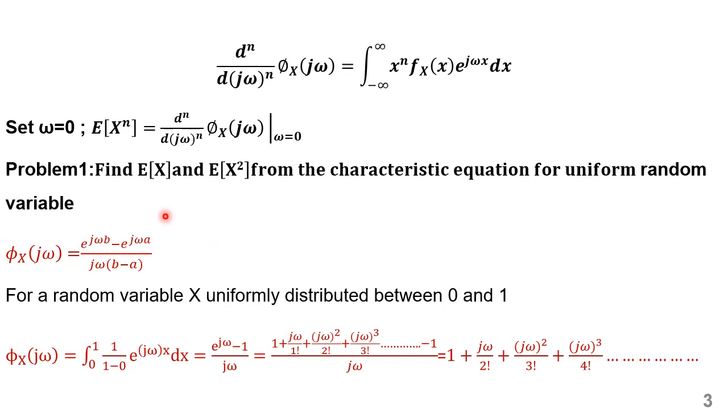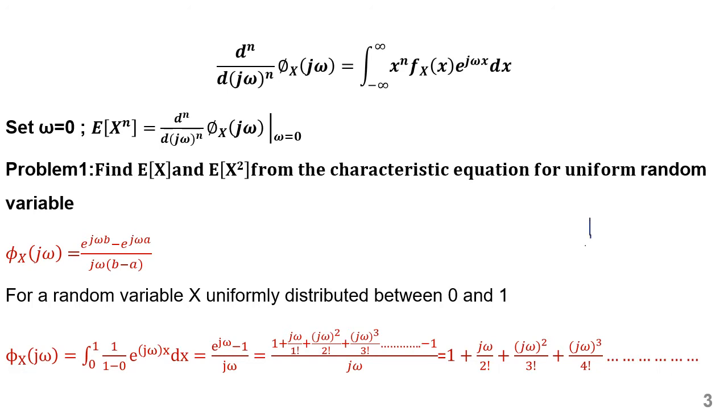The first problem is to find E of x and E of x squared from the characteristic function for the uniform random variable. For a uniform random variable, the characteristic function is given by phi x of j omega equal to e to the power j omega b minus e to the power j omega a divided by j omega times b minus a. Let us consider a random variable x which is uniformly distributed between 0 and 1.